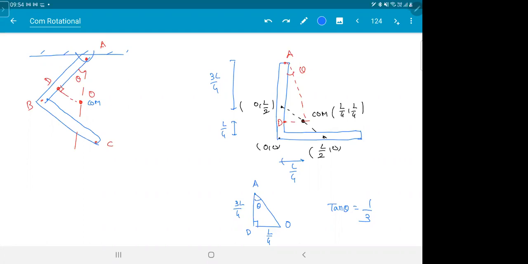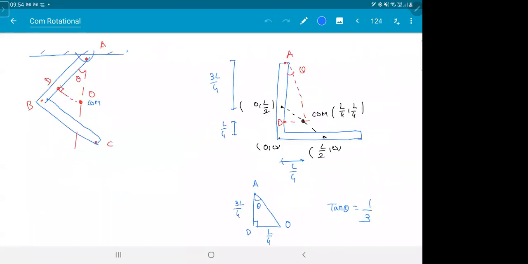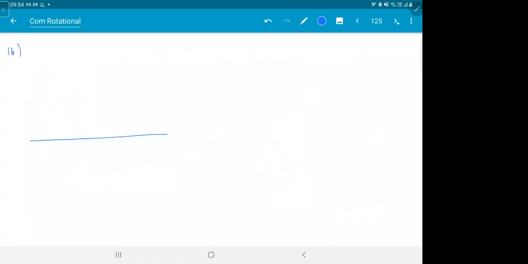Copied. Next one. So these are some problems based on center of mass. Next thing.